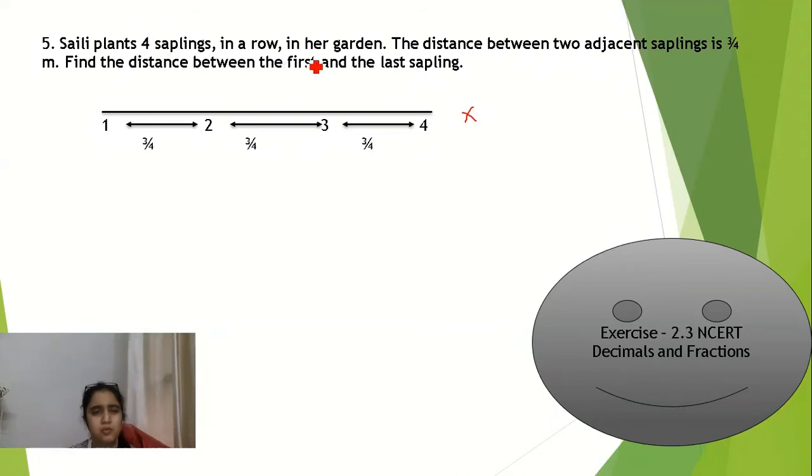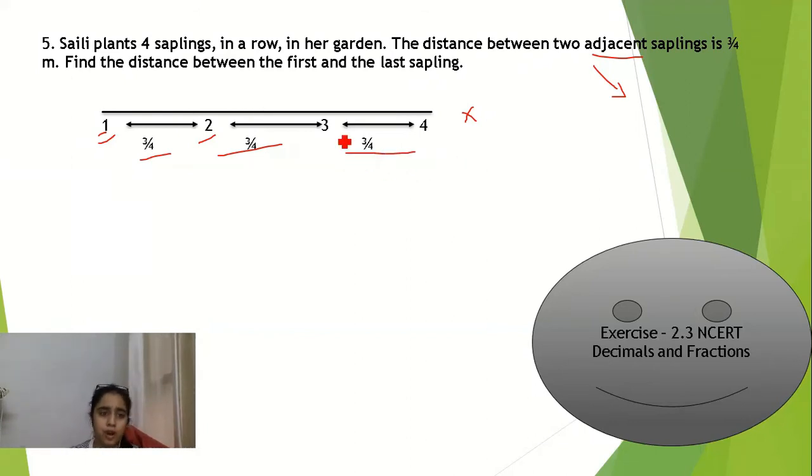She plants 4 saplings in a row in her garden. Here I have made the row in a garden. She wants to plant 4 saplings, that is 1, 2, 3 and 4. The distance between two adjacent saplings means next to each other. Suppose this is the first sapling and this is the second sapling. The distance between the first and second sapling is 3 upon 4, between the second and third sapling is 3 upon 4, and between the third and fourth sapling is 3 upon 4.